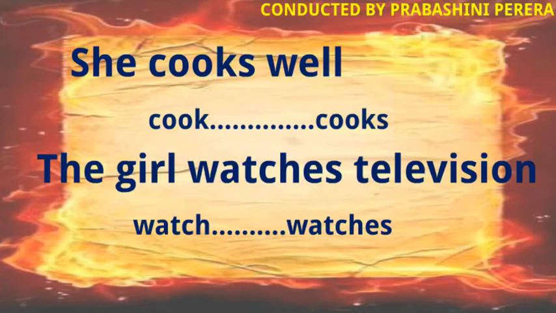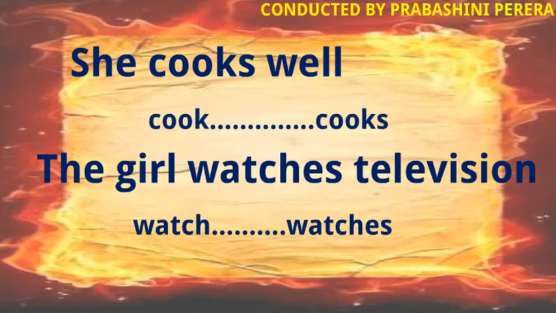We'll take these examples. First one, she cooks well. She is a singular subject. So, we'll see the last letters. The last letter of cook is K. So add S at the end. Here we can see it has been written as cooks.